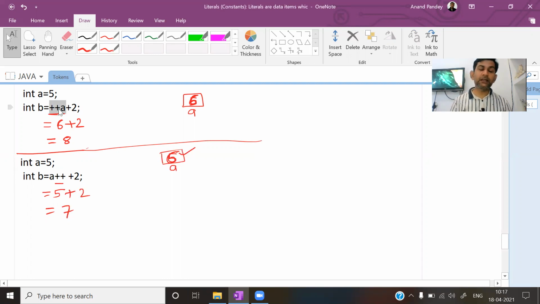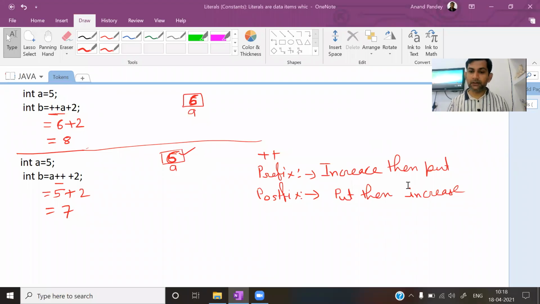I am telling again, in case of prefix पहले वैल्यू बढ़ाओ तब रखो, in case of postfix रखो फिर बढ़ाओ. Again I am repeating, in case of prefix increase then put in the expression, in case of postfix put then increase. सिर्फ दो लाइन का कॉन्सेप्ट है that I am going to write. So for prefix the rule is what? Increase then put. Where to put? In the expression. In case of postfix put then increase.